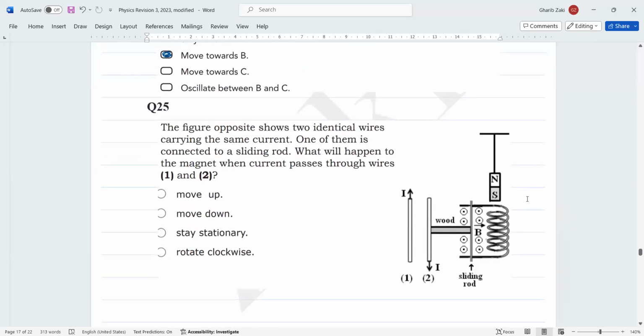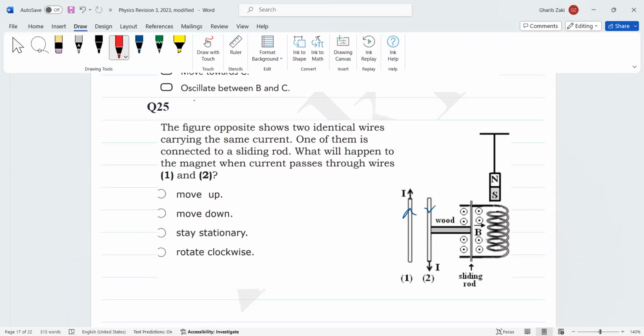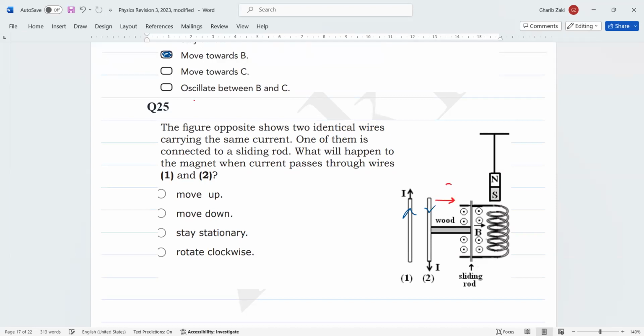Now, next one. This is a tricky question. Follow me, please. This is an important question. He said the figure opposite shows 2 identical wires carrying the same current. One of them is connected to, okay, here. What will happen to the magnet when the current passes through the wires 1 and 2? Can you see here the wires? They are in opposite directions. Then they will repel each other. Then we have here a force of repulsion. Can you see? This is the force.